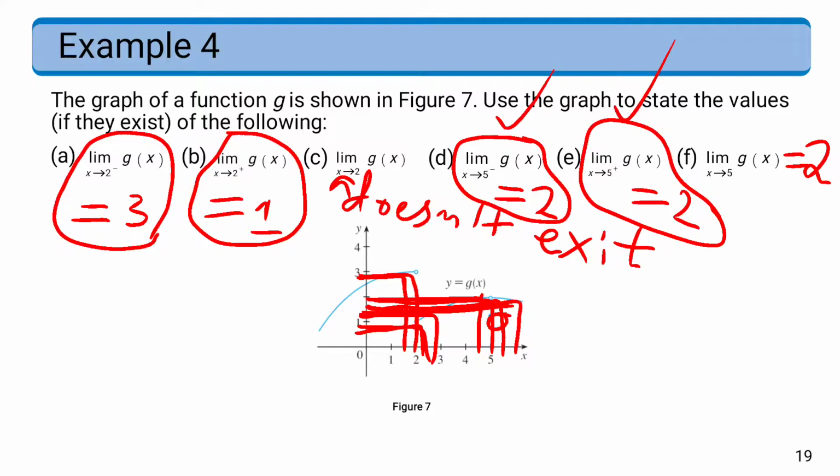That's it. So I hope with this example you are able to grasp the sided limit, and it gives an idea of how to move from the sided limit to the general limit, or from the general limit to the sided limit. So this is a very good example.